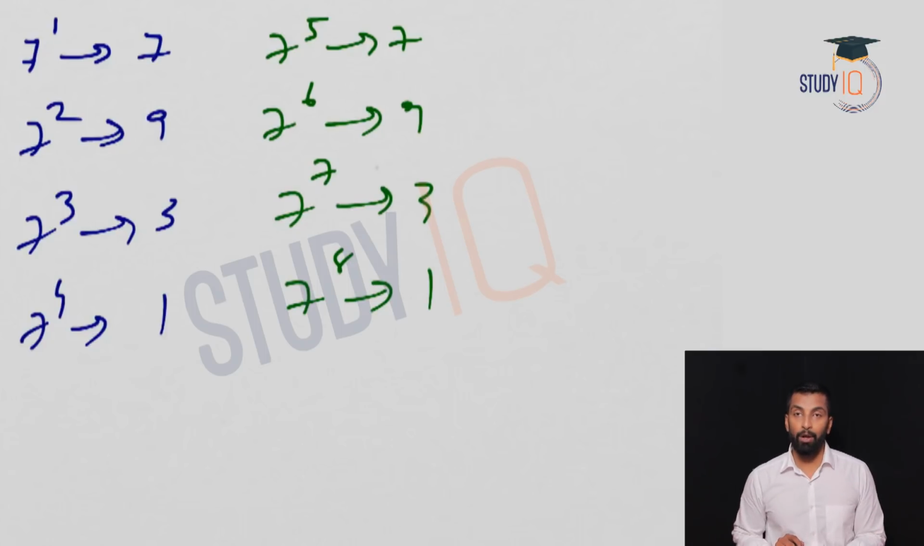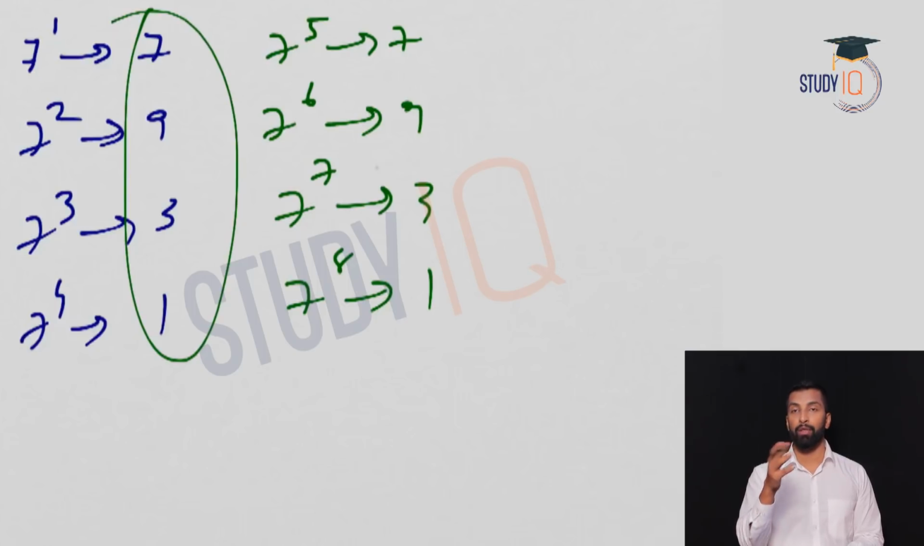So, in case of 7 also, you understood the power cycle is 4 or the frequency is 4. That means, after every 4th power, the cycle is repeating. And what are the possible values? 7, 9, 3, 1. That you don't want to remember. You can find it at that time.